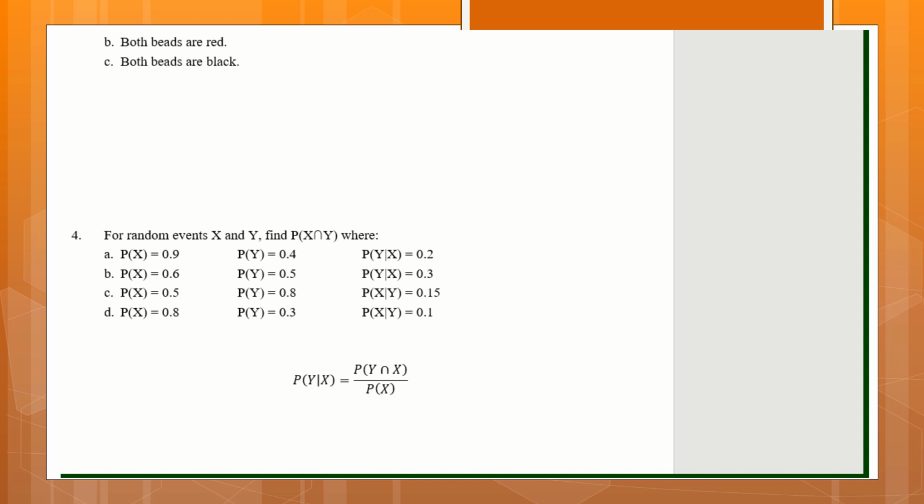So you have y given x here, which is 0.2 from the first part. Y intersection x, you don't know. Y intersection x or x intersection y is the same thing. Total of x is 0.9, correct? So basically, what is y intersection x? 0.9 times 0.2, which is 0.18. So for the first part, y intersection x will be 0.18. You do the same thing for B, C, and D, you should be able to get the answer. All right? Okay?